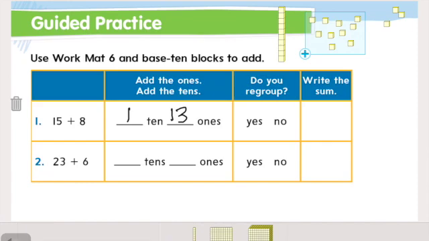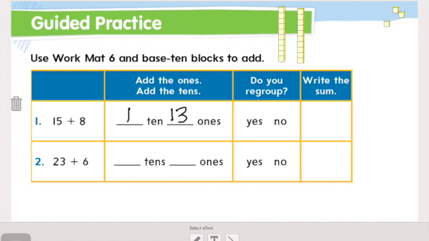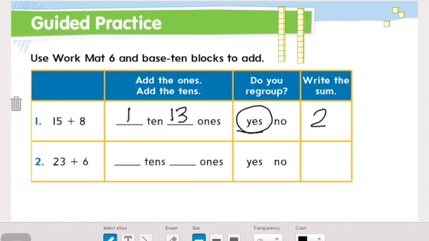You should be making a group of 10. Take those off your mat and add another base 10 block. So now we regrouped 10 ones as 1 ten. Yes, we did. And how many do we have now? We have 23 total. Go ahead and write that in.